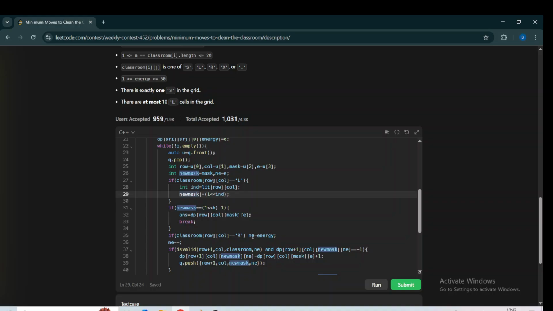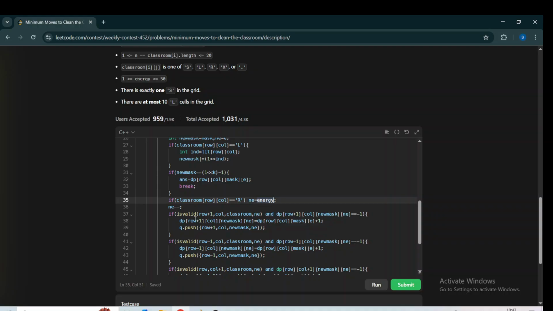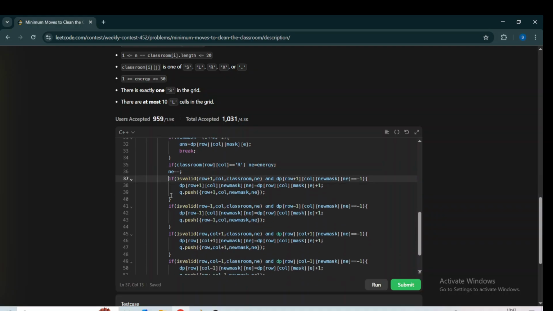So we set new energy as the original energy, and now we move to any of the neighboring cells. The energy will decrement by 1, so we are doing e minus minus. We are checking all the possible 4 neighbors. Let me explain one case. We check row plus 1, comma column, that means the bottom cell.